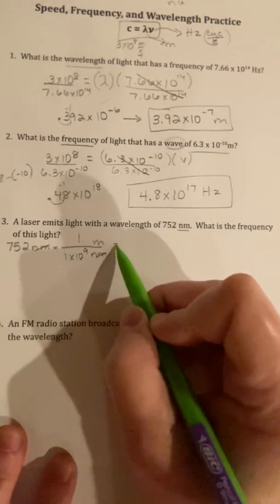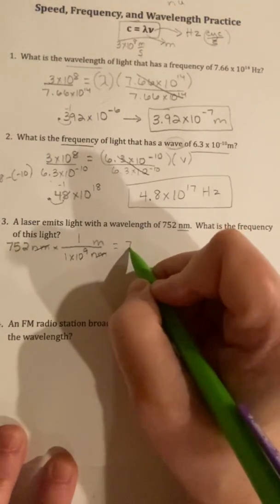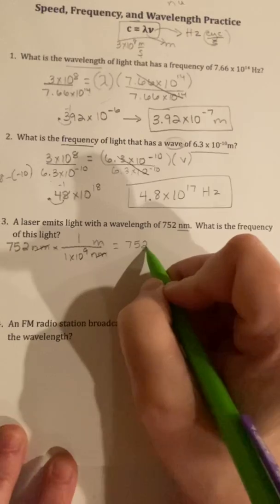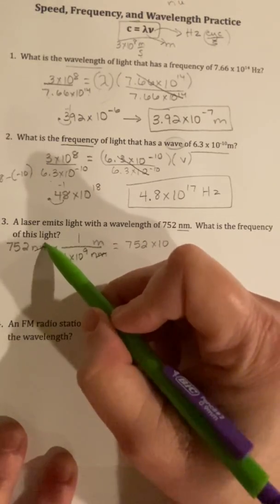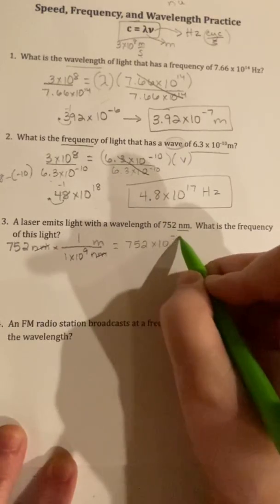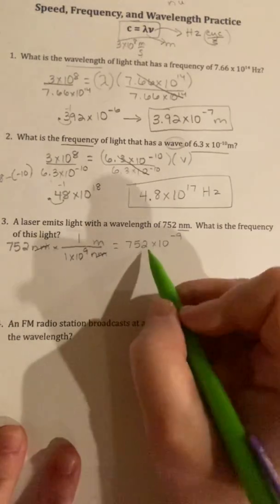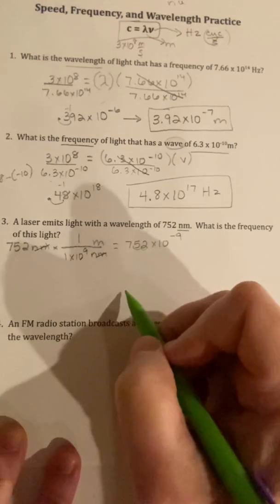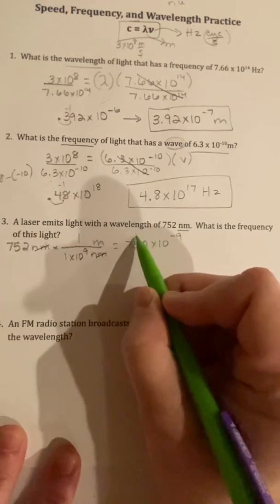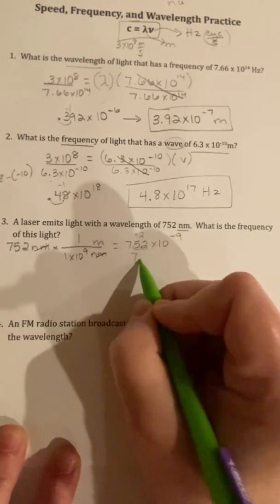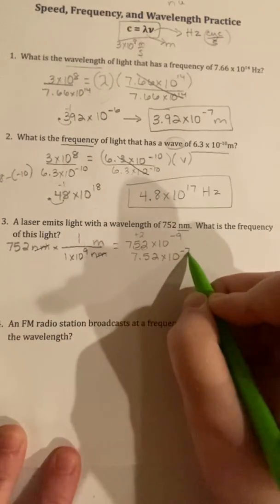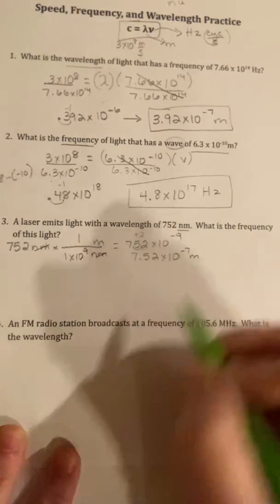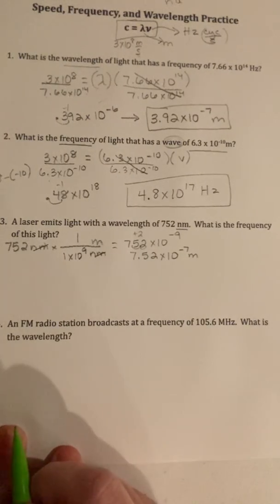So that cancels that. Well, really, when I divide this, it's 752 times 10 to the, remember, this is 10 to the 0, so 0 minus 9. That's going to make this a negative 9. But again, to put this in correct scientific notation, I'm going to move that 2 to the left. That's a positive 2. So I'm looking at 7.52 times 10 to the negative 7th meters. And that's what I'm going to plug into my formula.